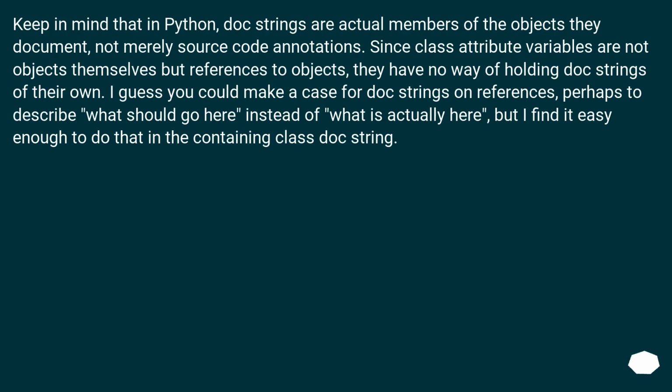Keep in mind that in Python, docstrings are actual members of the objects they document, not merely source code annotations. Since class attribute variables are not objects themselves but references to objects, they have no way of holding docstrings of their own. I guess you could make a case for docstrings on references, perhaps to describe what should go here instead of what is actually here, but I find it easy enough to do that in the containing class docstring.